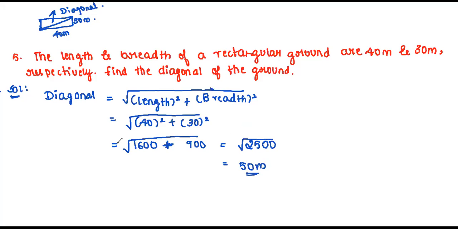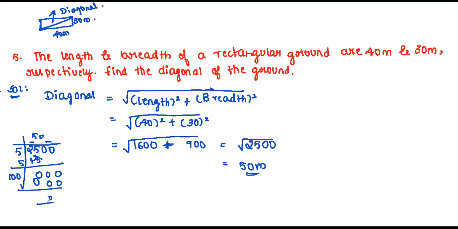You all know how to remove the square root, right? In the division method, and also in prime factorization, you pair the numbers. 5 fives are 25, again 5, 5 plus 5, 10, so 0 0 0. What is the answer? You have got it here finally: 50. So 50 meter is the diagonal of the rectangular field. Hope you all understood this.